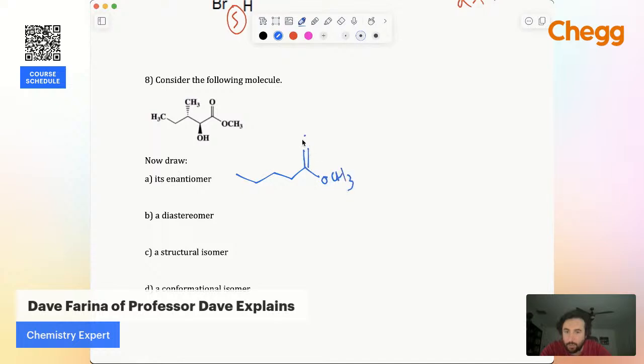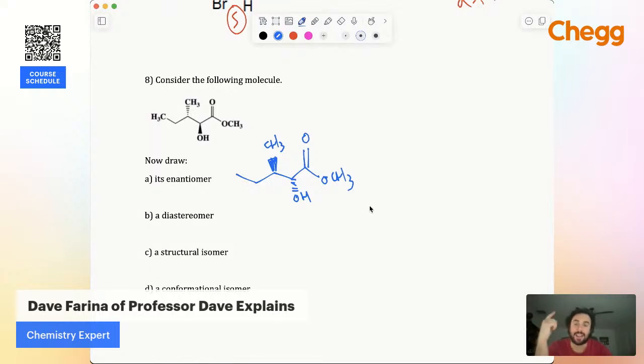We've got, what functional group is this? We've got an ester, right? That we need to know. And now we're going to invert every stereocenter. So here we have a methyl on a dash, so let's put the methyl on the wedge. Now we've got the hydroxyl on the wedge, so let's put the hydroxyl on the dash. That's the enantiomer. All you have to do is invert every stereocenter, and you will get the enantiomer of the molecule.